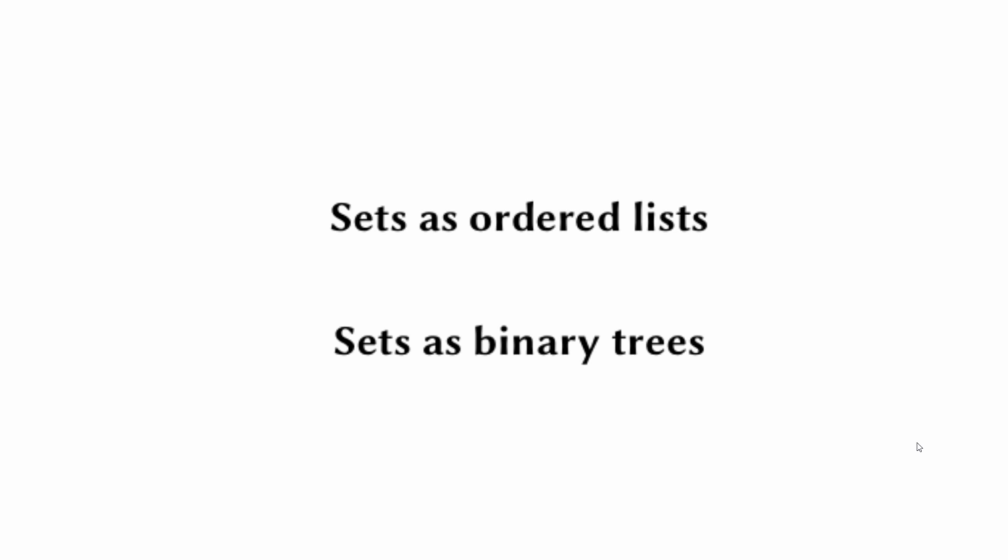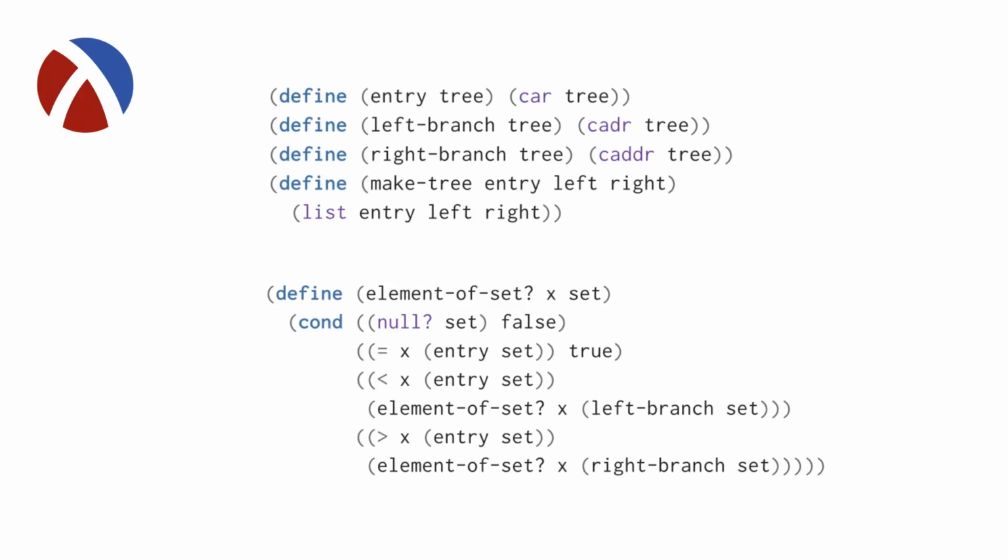At this point, the section skips to implementing sets in terms of binary trees. So this is the code that the book provides us with, a bunch of selectors and constructors, and then it goes on to define element of set, as we've seen twice before now, once in the naive, unordered implementation, and then once in the ordered version. And here it's basically the same thing that we've seen, but now because we have a tree representation, we have to traverse down the correct branches of our tree based on the value that we are searching for.